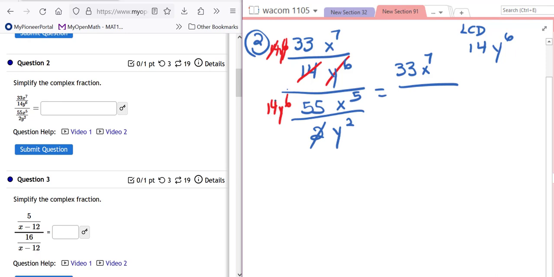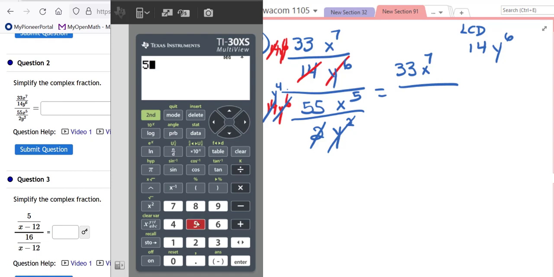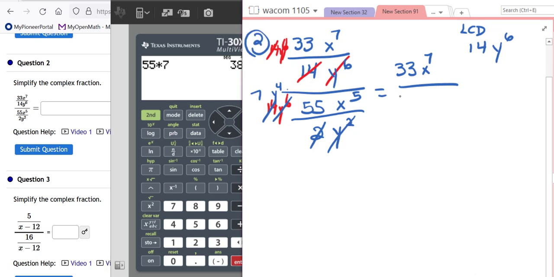Down here, your 2 will go into 14 7 times, so we're going to have to do the 7 times 55. Let's go ahead and do the y. 2 will go into this 4 times, so we're going to have y to the 4th left. So we have 55 times 7. Whoops, wrong button. 55 times 7. 385. X to the 5th and y to the 4th, and we actually still have something in common.